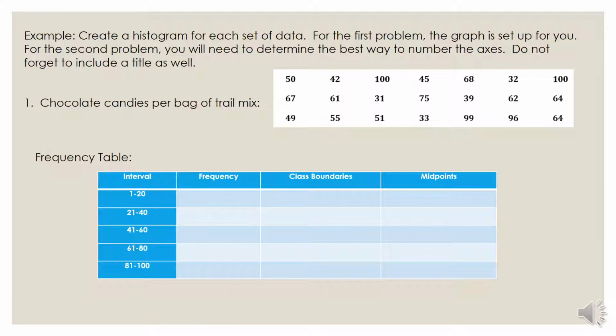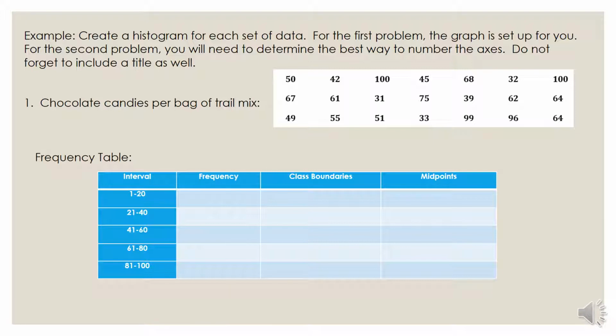All right, so it tells us that the first set of data, number 1, is chocolate candies per bag of trail mix. So here they've counted up the number of chocolate candies in a bag of trail mix. And you can see our data off to the side there. It's 50, 67, 49, 42, 61, and so on. And then below we have a frequency table. So they've already set up the intervals for us in this one.